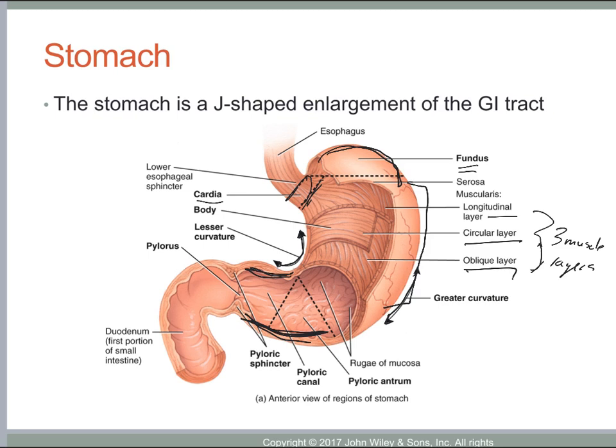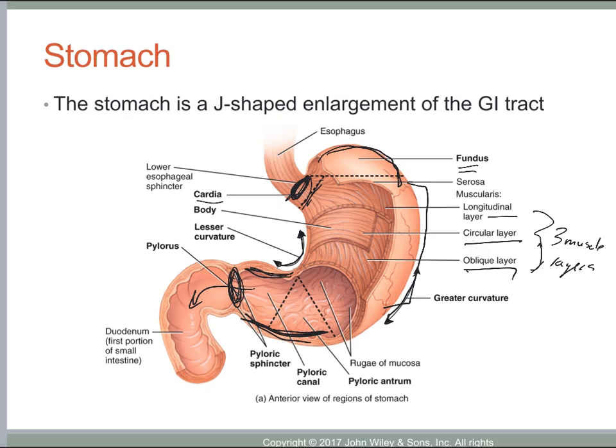Now, when we talk about sphincters, those ring-like muscles that connect and seal off the stomach, we have our cardiac sphincter, also known as the lower esophageal sphincter, and we have our pyloric sphincter right here. That pyloric sphincter will close and will open when we release this chyme mixture. So once digested in that stomach, that mixture will leak into the small intestine.